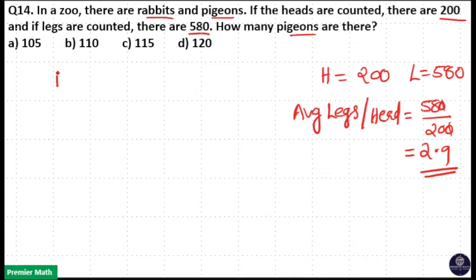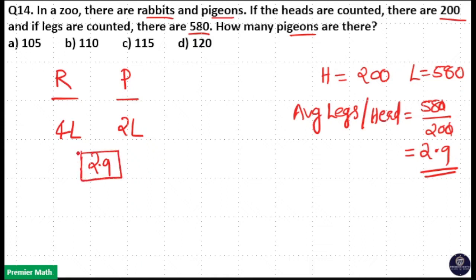Here this is rabbit and this is pigeon. Rabbits have 4 legs and pigeons have 2 legs. Average legs per head is equal to 2.9. So there are rabbits and pigeons. Rabbits have 4 legs, pigeons have 2 legs. And average legs per head in the zoo is equal to 2.9. So this is the average value. Then if you take the alligation method, 4 minus 2.9 is equal to 1.9.